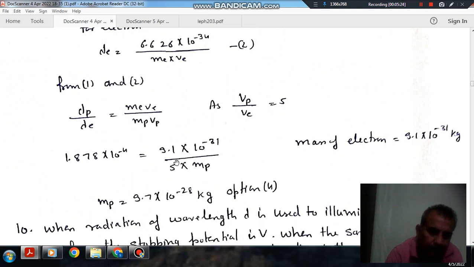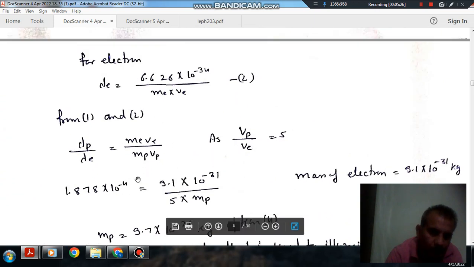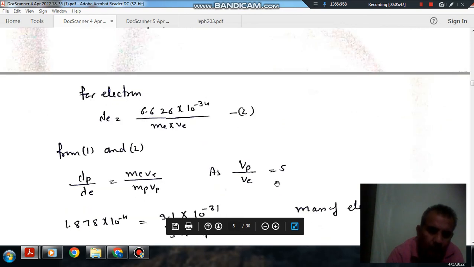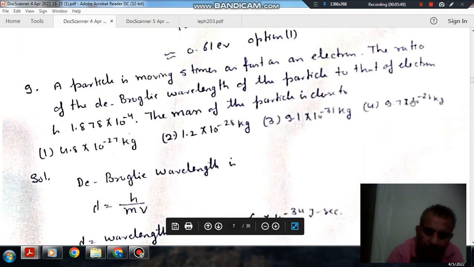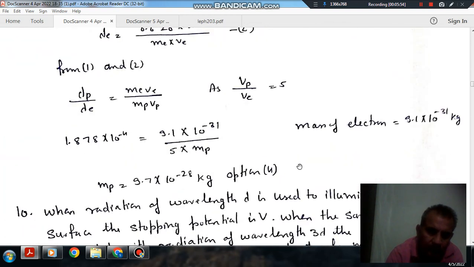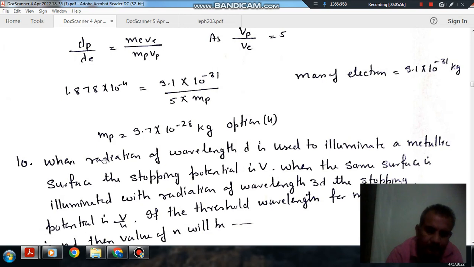The mass of the electron is 9.1 into 10 to the minus 31, so Me will be 9.1 into 10 to the minus 31, and Vp by Ve is 5, and this is Mp. So Mp is 9.72 into 10 to the minus 28 kg. So option 4 is the right answer, 9.7 into 10 to the minus 28 kg. Option 4 is the right answer.